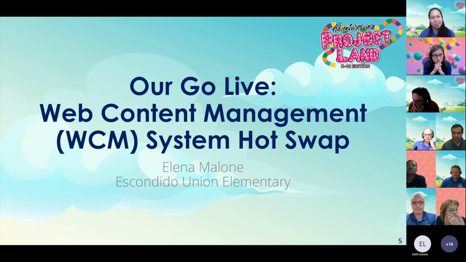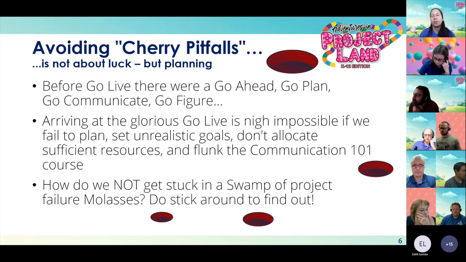And before I tell you how it actually went for us, I wanted to stress the importance of everything leading up to the go live, which is project planning. So how do you avoid all of these bloopers that might come up during your project? Our project land is modeled after Candyland, and Candyland is full of those cherry pitfalls. If you get into them, it's very hard to get out. It's just a matter of luck if you're going to toss good dice or not. But in real life, it's not about luck.